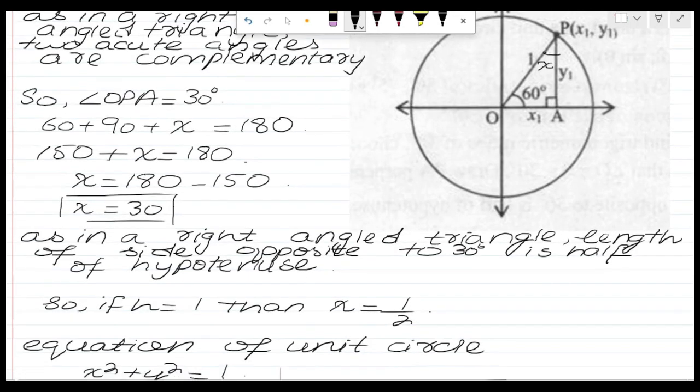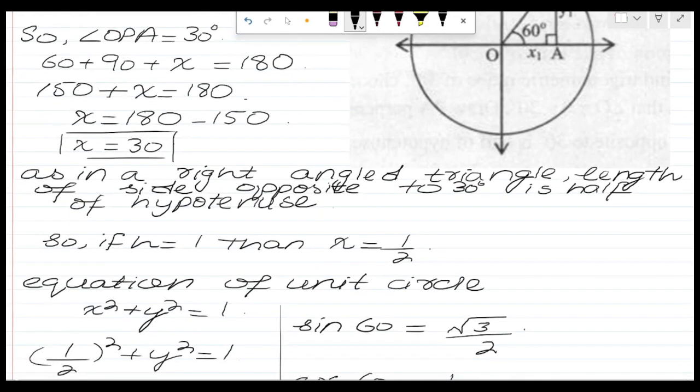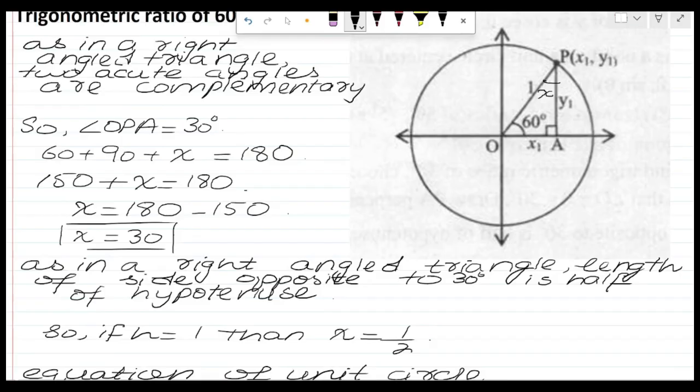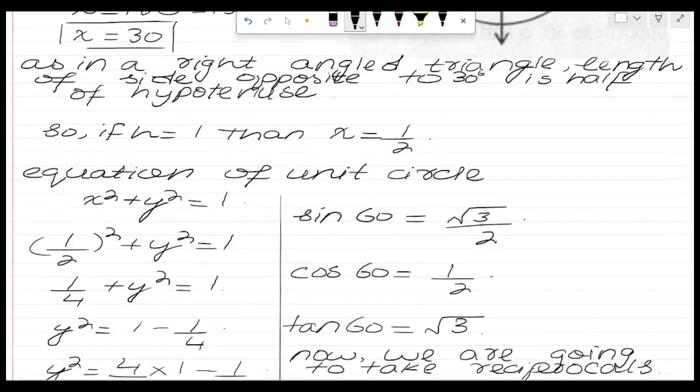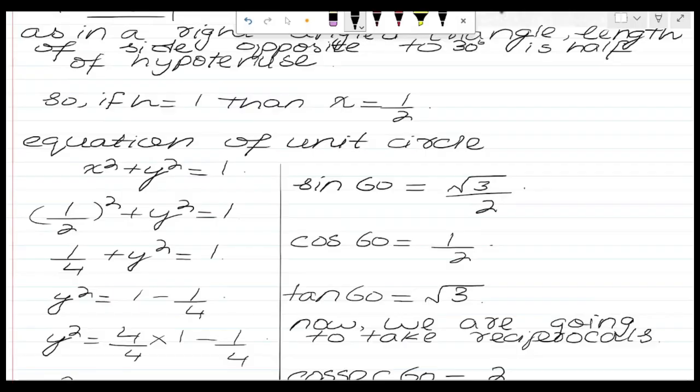Okay, so in a right angle triangle, the side opposite to 30 degrees is half of the hypotenuse. What this means is that if the hypotenuse is 1 or any other value, then half of that will be equal to x, which is our base. In this case, the hypotenuse is 1, so our base will be 1 by 2 because that is half of it. Now we know that the equation of the unit circle is x square plus y square equal to 1. So 1 by 2 whole square will be added with y square being equal to 1.